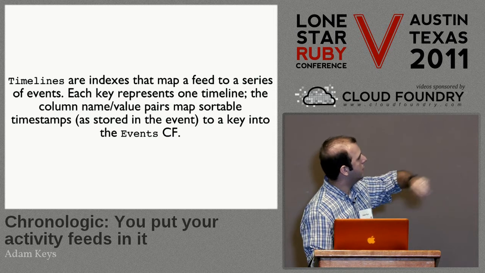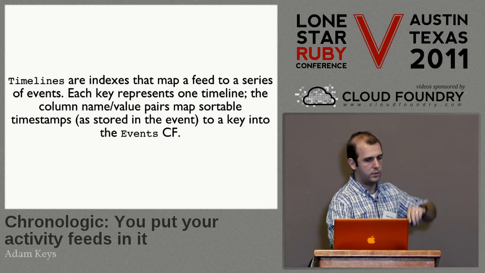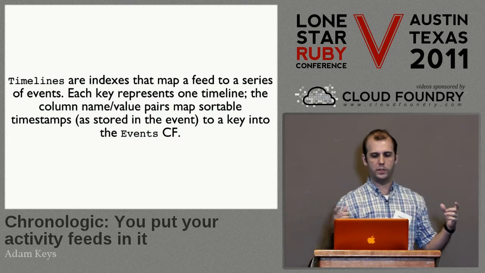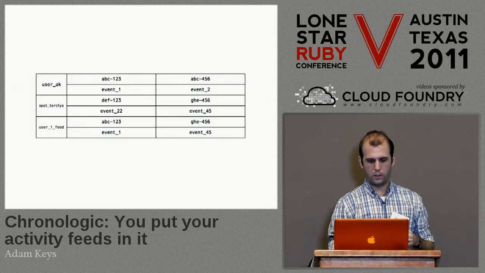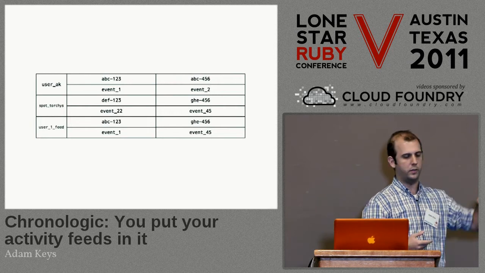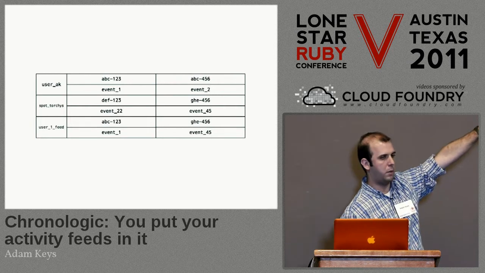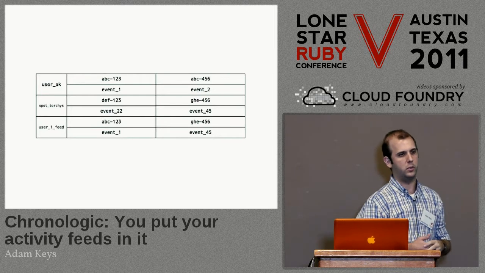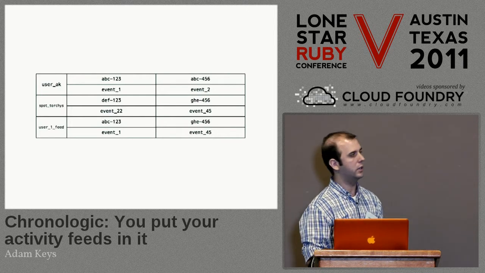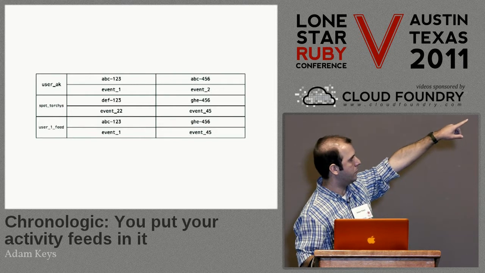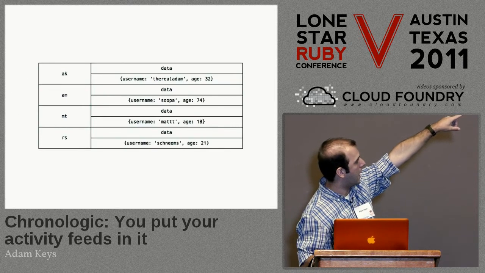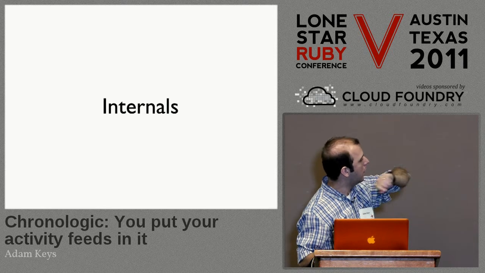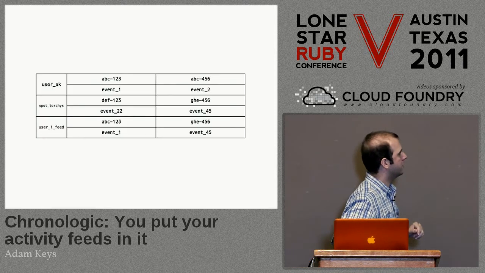Timelines are indexes. They map a feed to a series of events, and each row is one timeline. So this is what a timeline index looks like. You've got some weird gobbledygook column name. The important part is that it's sortable by Cassandra. And then the value is the name of the event that was stored back here. Or here, no. Somewhere else.